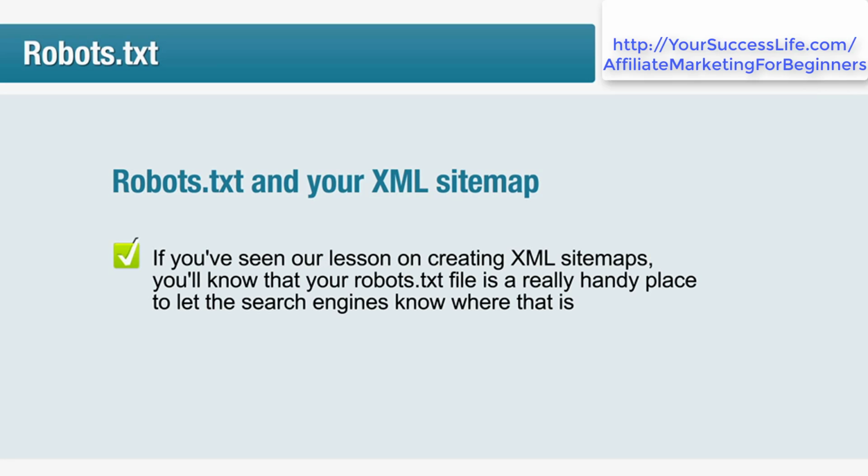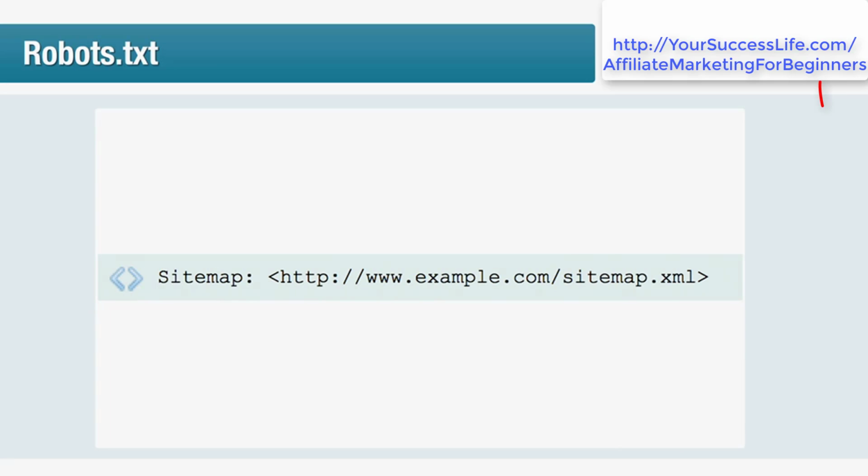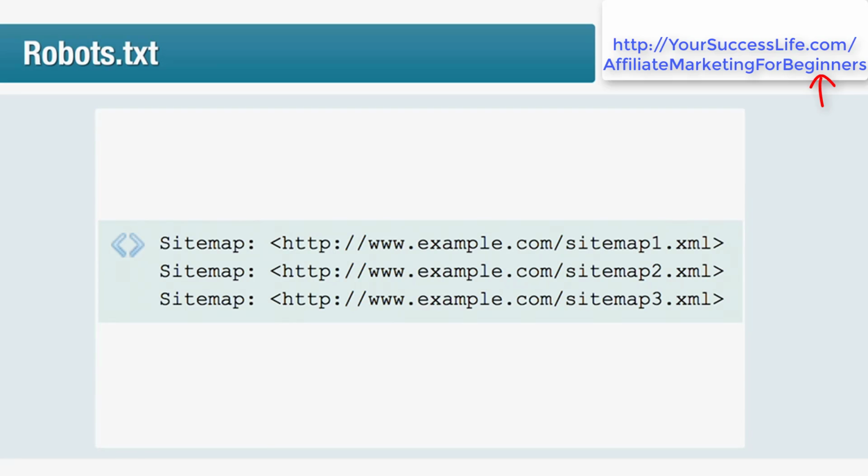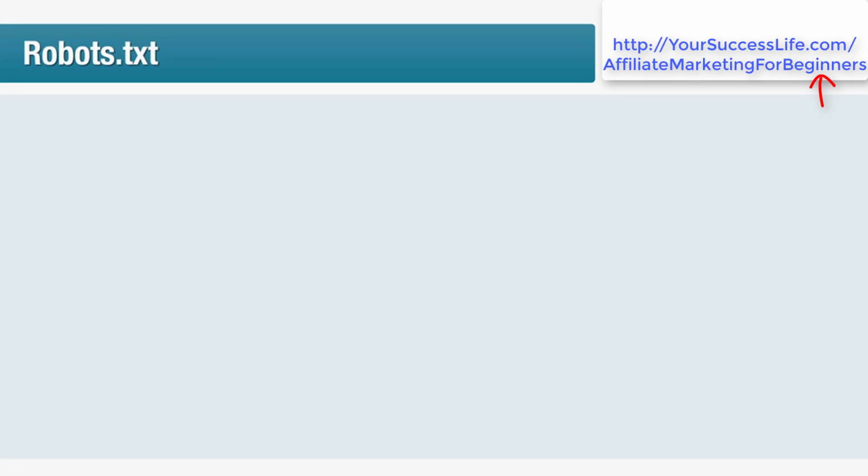Your robots file and your XML sitemap. If you've already seen our lesson on creating XML sitemaps, you'll know that your robots.txt file is a really handy place to let the search engines know where that is. All you have to do is leave a blank line after the last command in your robots file and then paste this little line here. If you've got more than one sitemap, you can enter more than one line. This way, you don't need to specifically tell each and every search engine where they can find your sitemap. They'll see it as soon as they look for your robots file, which every polite bot will do when they visit your site anyway.